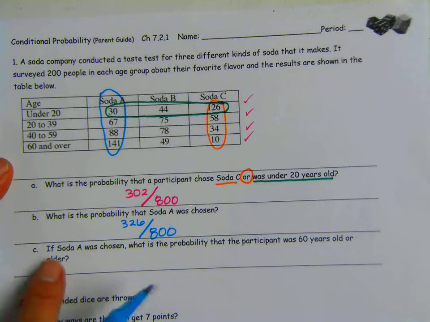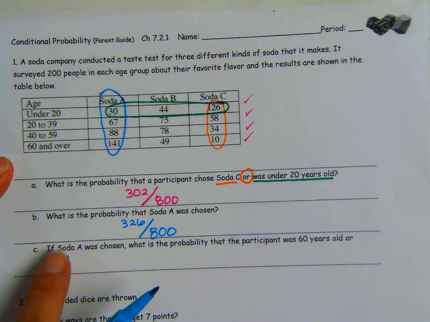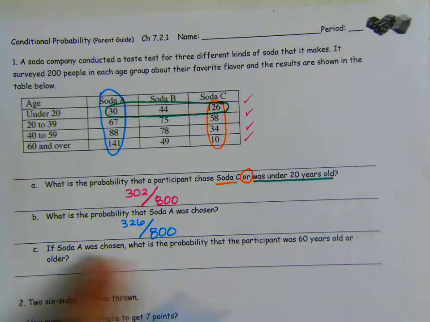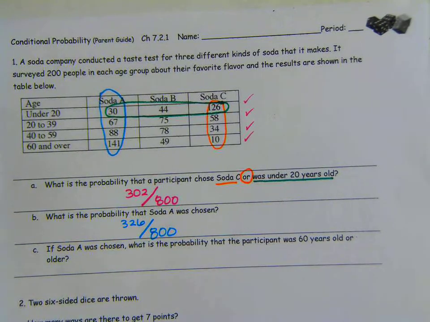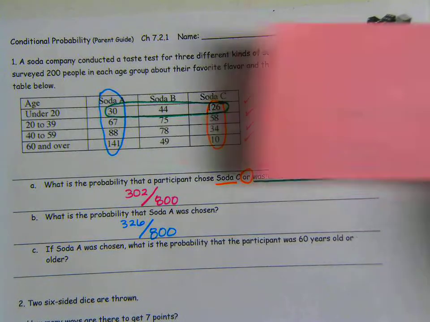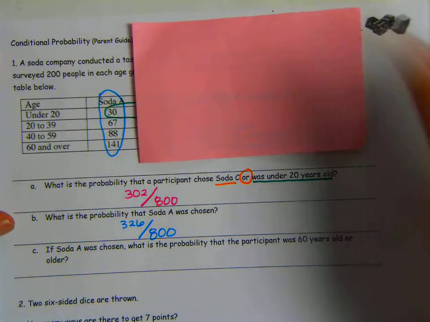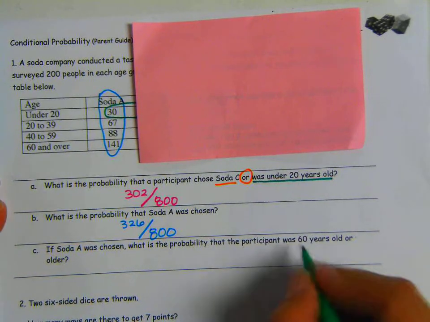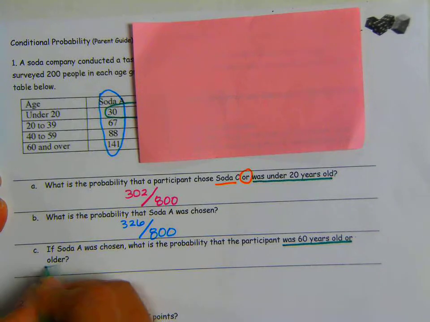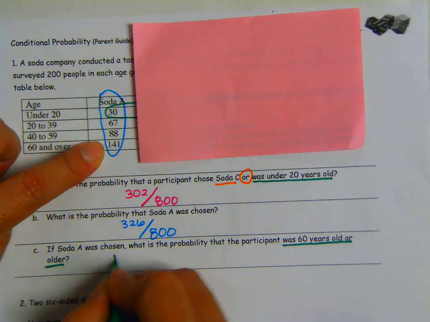Now part C is the conditional probability part. I'm giving you a condition. It's saying, if soda A was chosen, what's the probability that the participant was 60 years old or older? So what they're saying is, I only want to look at soda A. So I'm going to cover up everything else because I know something. I know soda A was chosen. So now I'm only going to look at this little modified table. Looking at this little modified table, I'm looking for people who were 60 years old or older. There are 141 of them.